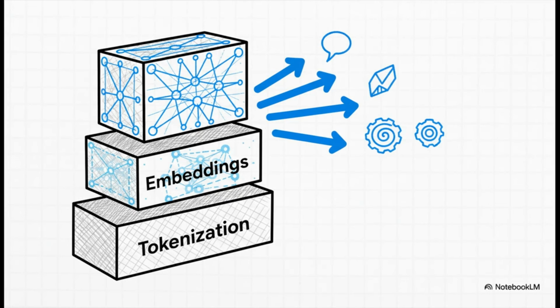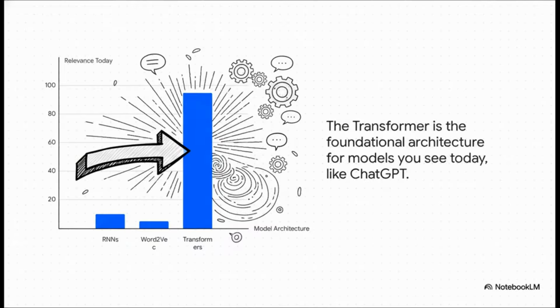This whole stack, tokenization, word embeddings, and the attention mechanism inside the transformer, is the fundamental building block of every single modern large language model you've ever heard of, from ChatGPT to Gemini and all the others. I mean, just look at this chart. The shift wasn't a gradual evolution, it was a hostile takeover. The transformer architecture didn't just improve on the old methods like RNNs, it made them almost completely irrelevant.